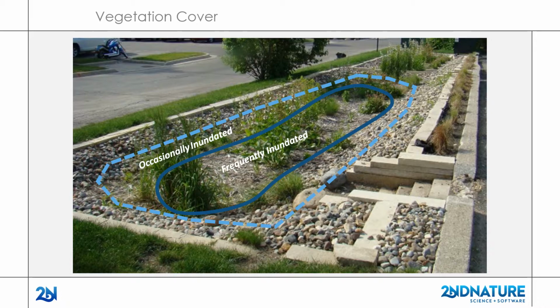Once the inundation regimes are determined, estimate the percent of vegetation cover that is rooted only within the frequently and occasionally inundated areas. Do not consider the vegetation cover that is rooted at an elevation higher than the top of the structural BMP outlet.